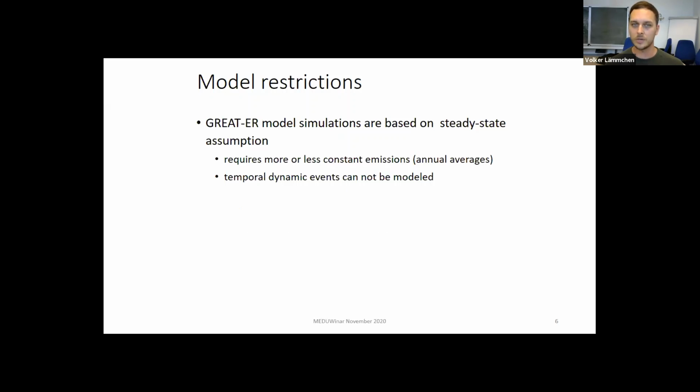The restriction, which I already mentioned, is the steady state assumption in our model, because this requires more or less constant emissions. This means that we have to calculate annual averages. So when looking at the emissions from treatment plants, we calculate an annual average. This means that we are not able to model temporal dynamic events like sewage overflows, for example, and other specificities. And this will be important later on when looking at the Vecht catchment.